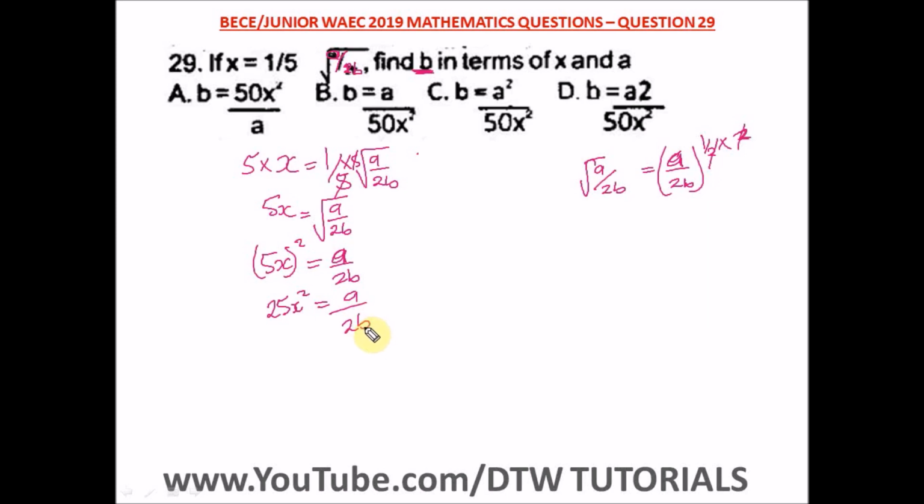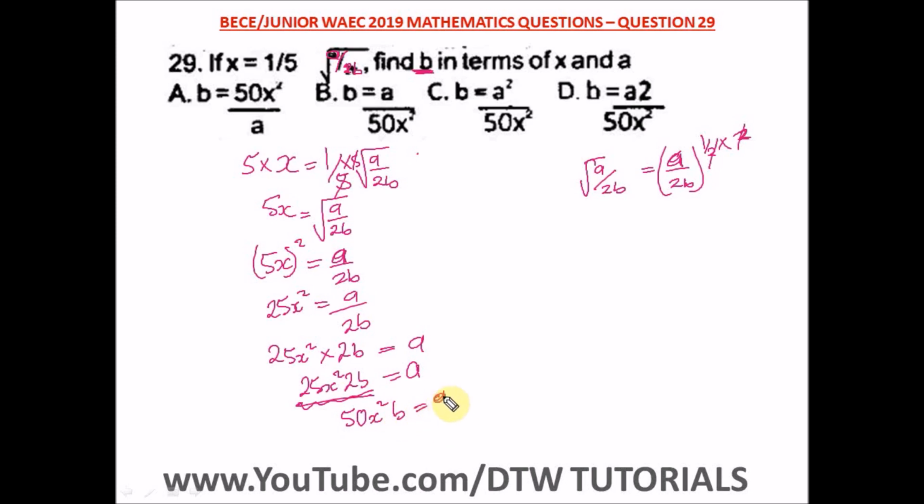We are making b the subject of the formula, so let's cross multiply. Take 2b up, removing b from the denominator. So we have 25x squared times 2b equal to a, which is the same as 25x squared 2b equal to a. From here, to get our b, we divide both sides by 25 times 2, which gives us 50x squared. So 50x squared b is equal to a.